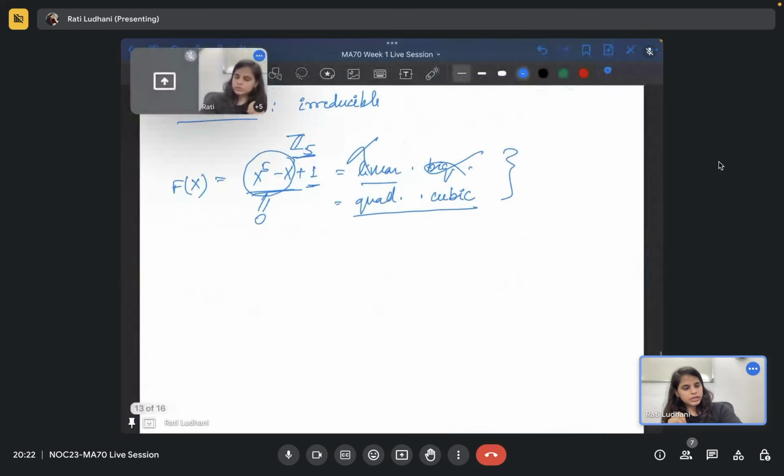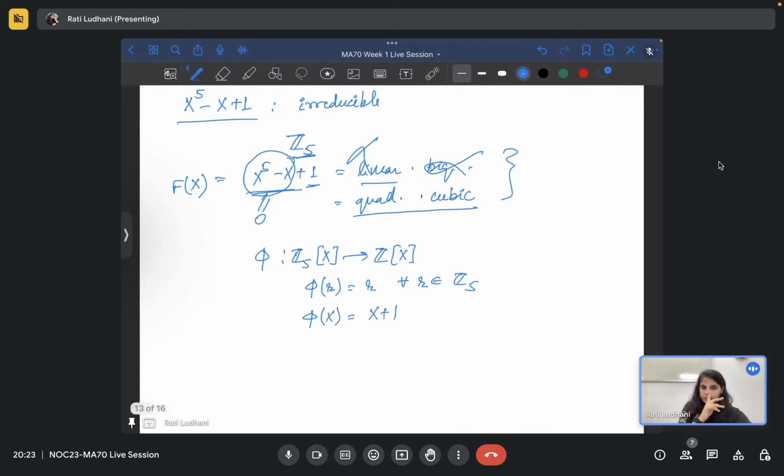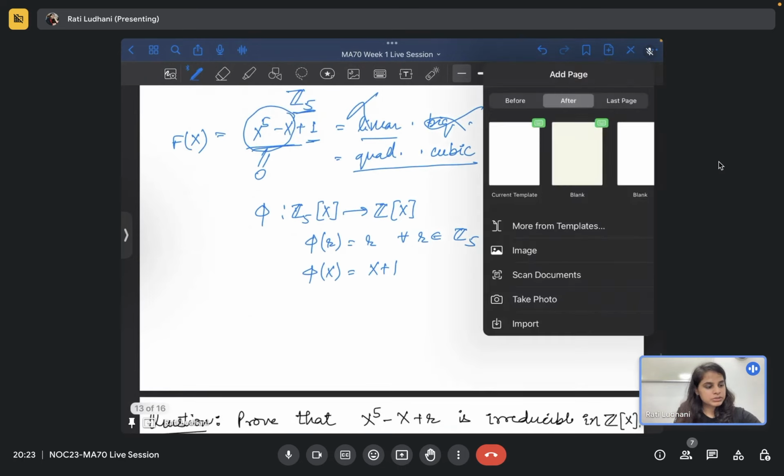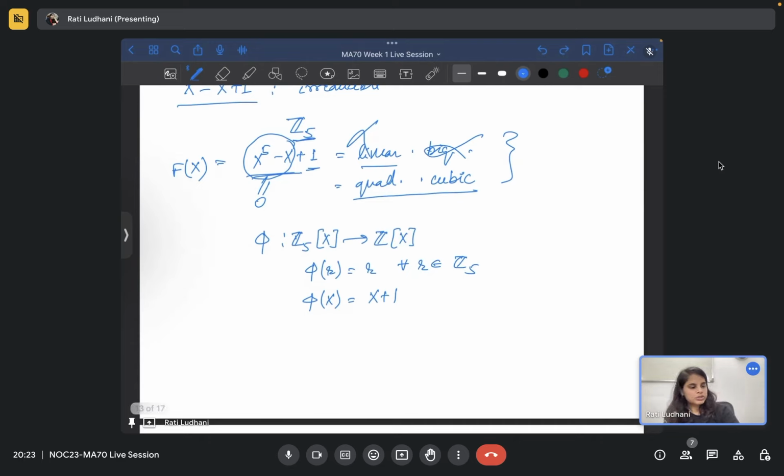So what you do, you take a function, let's say phi from Z5[x] to Z5[x]. You can check this is a ring homomorphism, where phi of r is equal to r for all r belonging to Z5, and phi of x maps to x plus 1. So it's like an ax plus b map, and a is invertible here because a is 1, the multiplicative identity. So you take this map.